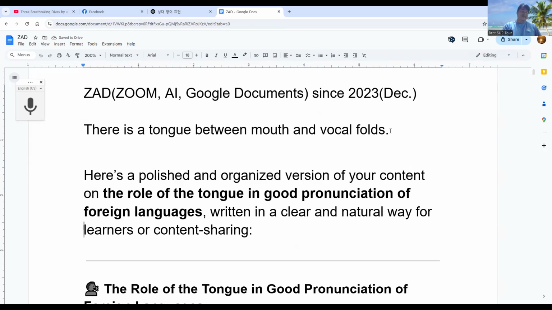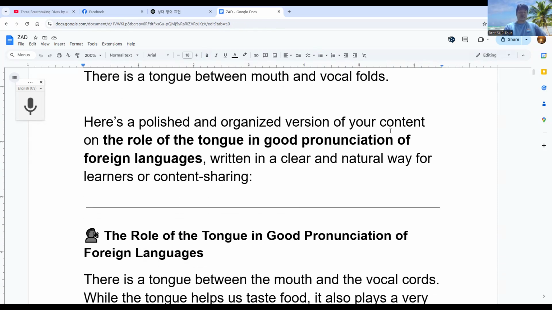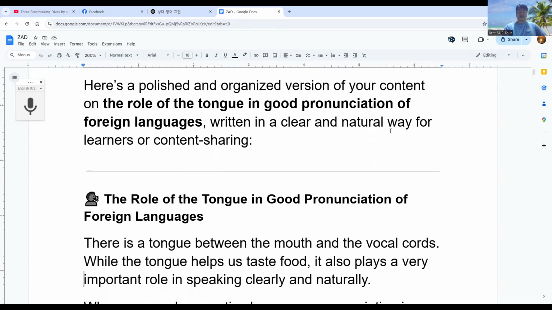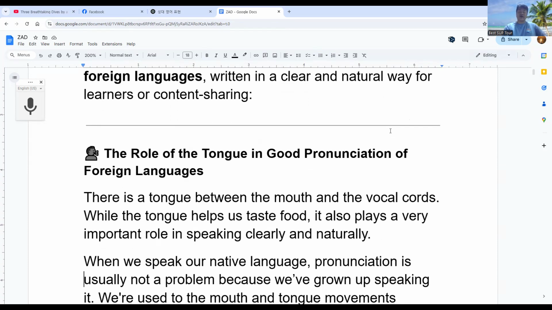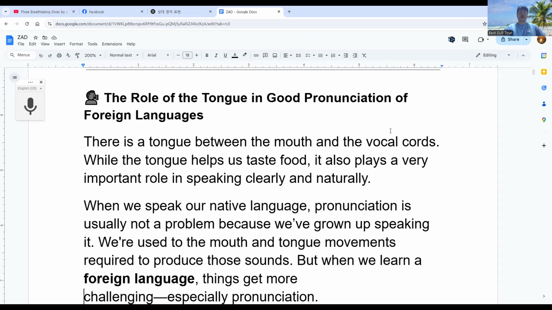Here is an organized version of your content for the role of the tongue in good pronunciation of foreign languages, written in a clear and natural way for learners or content sharing. The role of the tongue in good pronunciation of foreign languages. There is a tongue between the mouth and the vocal cords. While the tongue helps us taste food, it also plays a very important role in speaking clearly and naturally.